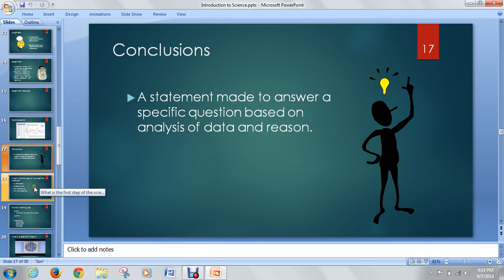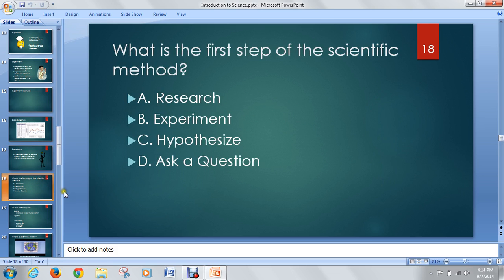But if you are making a participation, answer the following question. What is the first step of the scientific method? Is it A, research, B, experiment, C, hypothesis, or D, ask a question?